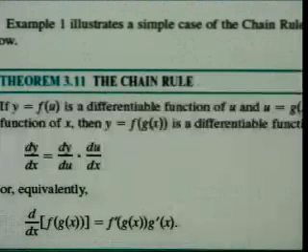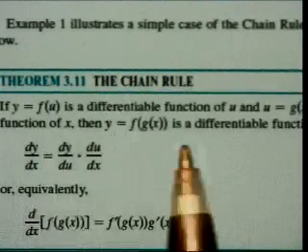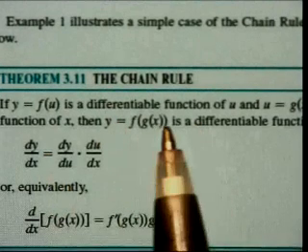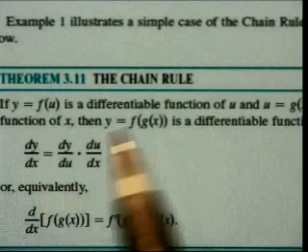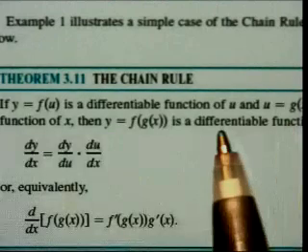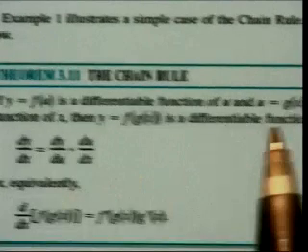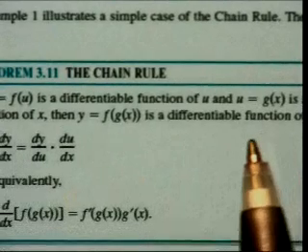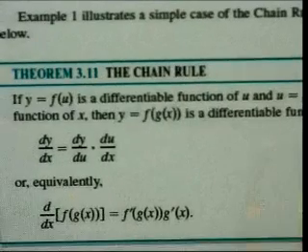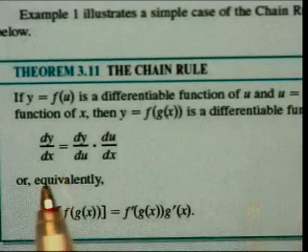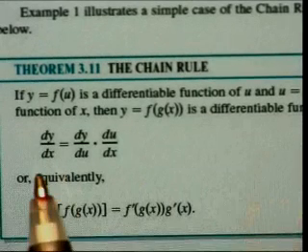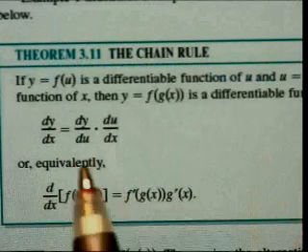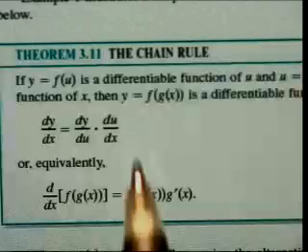If y equals f of x is a differentiable function, something you can take the derivative of, some function of ugly, and ugly is some other function, g, then to take the derivative of y with respect to x, you have to take the derivative of y with respect to ugly and multiply it times the derivative of ugly with respect to x.